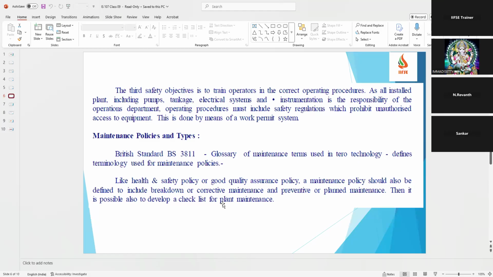So any idea what is meant by policy? Leave aside maintenance policy, what is meant by safety policy? Previously also we discussed who will sign on the safety policy, because it is very important. And what will be covered in the safety policy? Managing director. Okay.